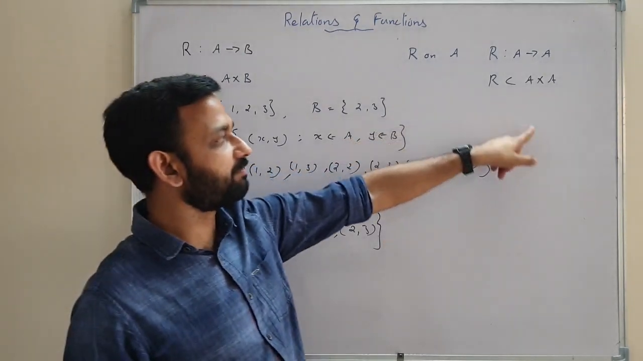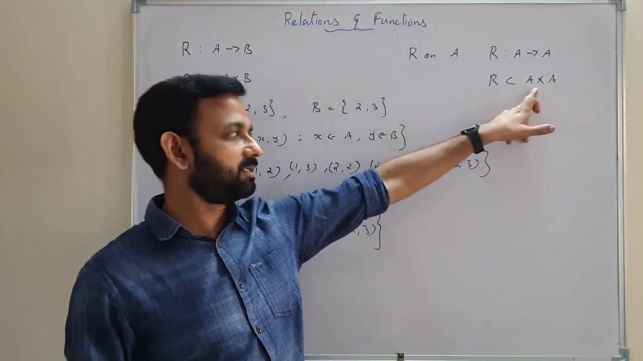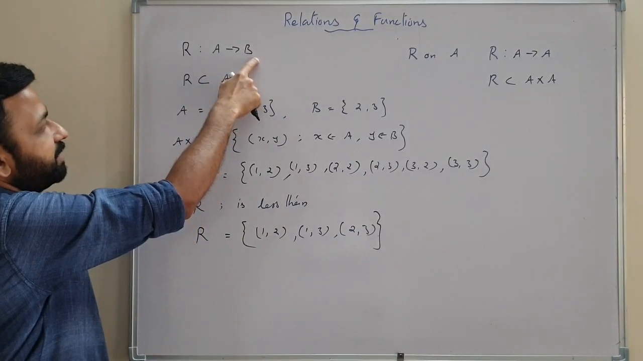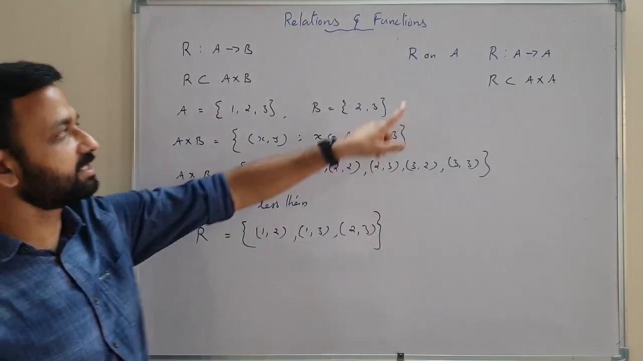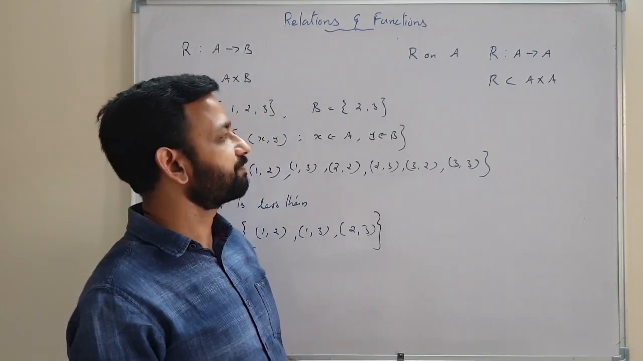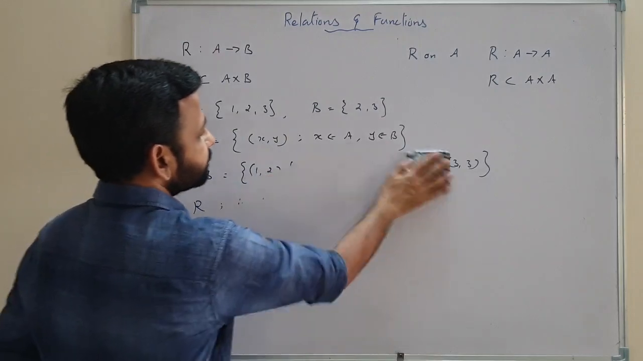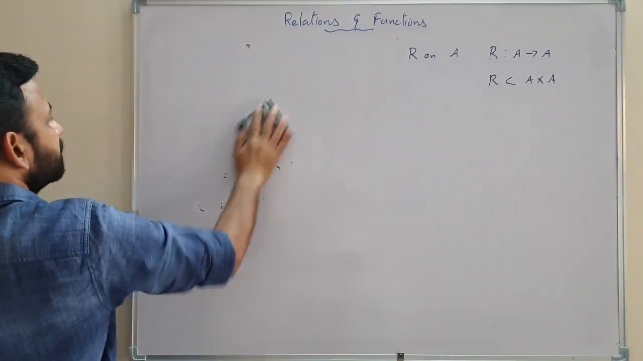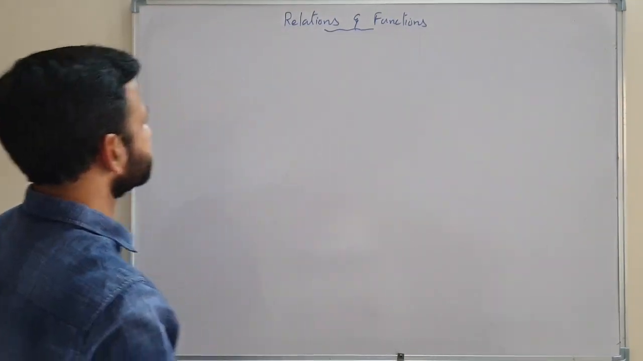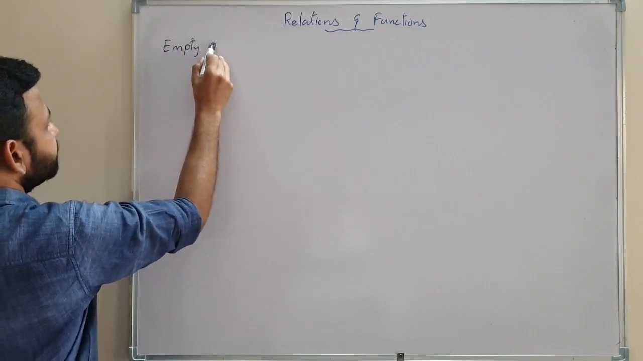And when we define a relation on set A, that relation is a subset of A cross A. So a relation from set A to set B is a subset of A cross B, and a relation defined on set A is a subset of A cross A. That is relation. Now we are going to learn different types of relations. First one is the empty relation, then the universal relation.